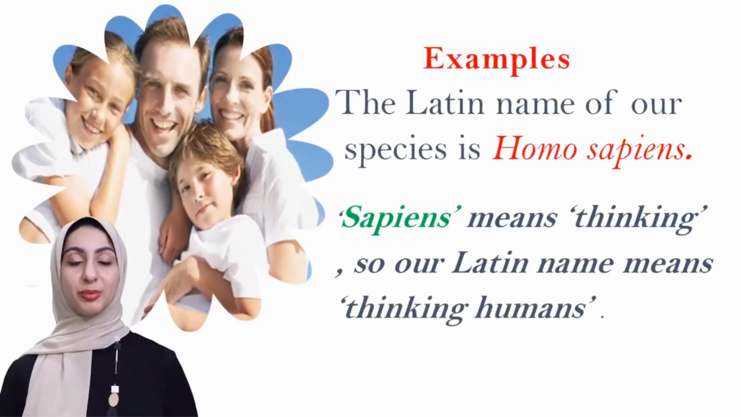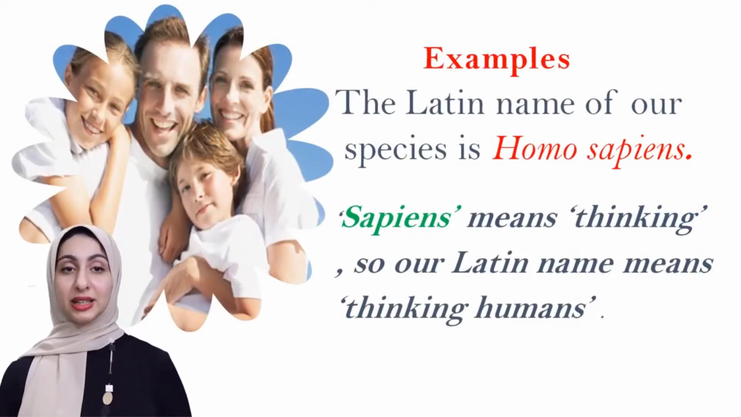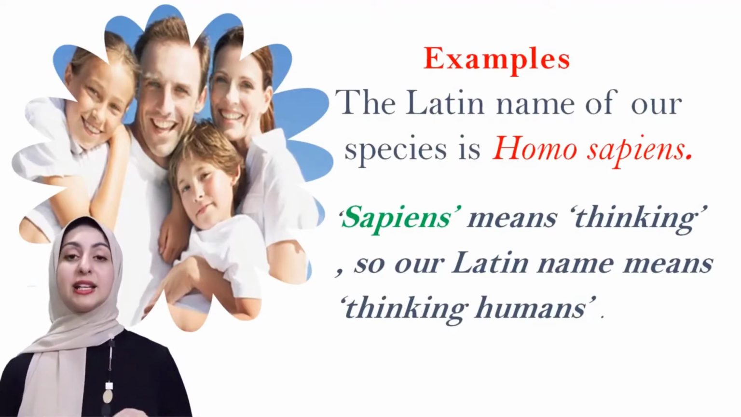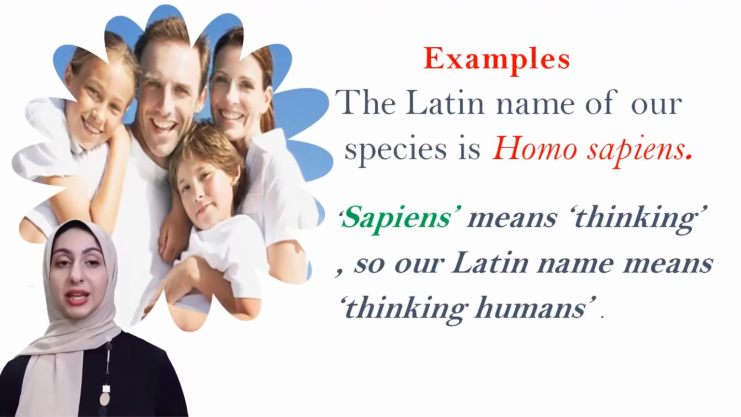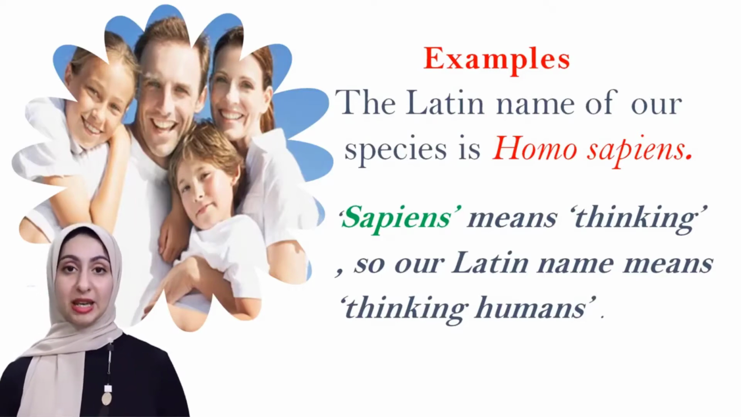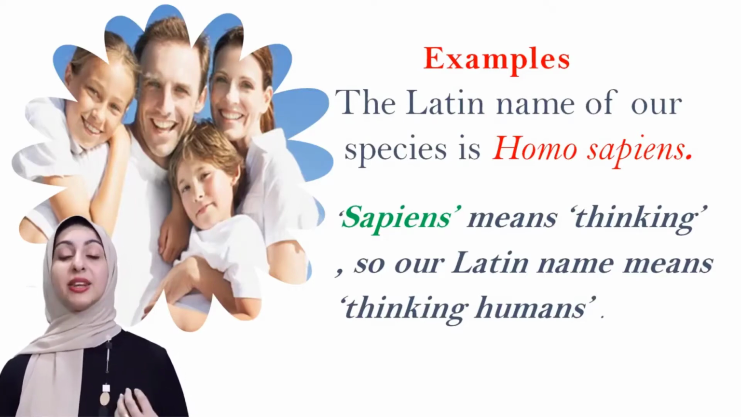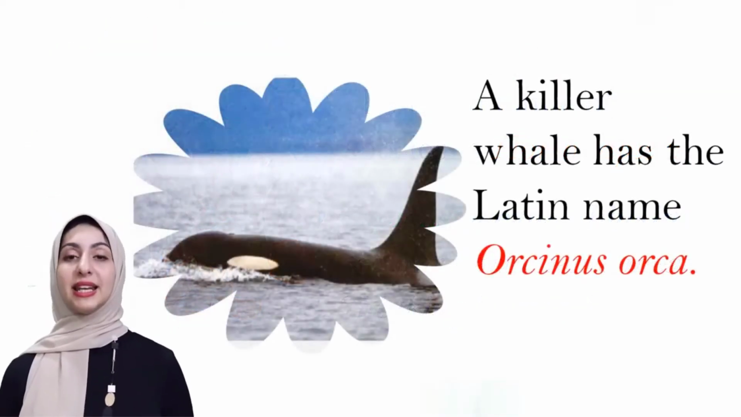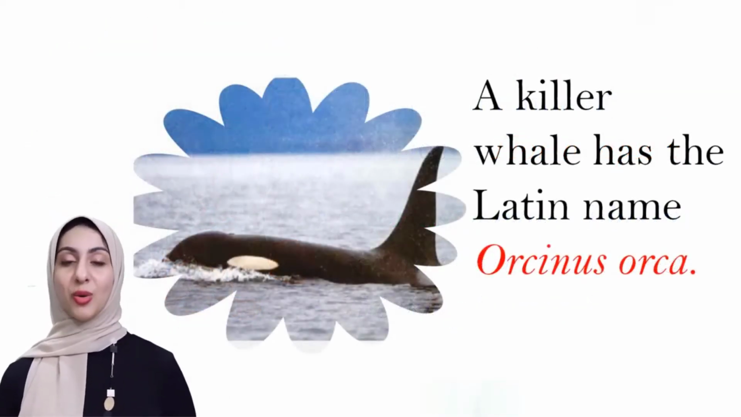Now we have some examples. The Latin name of our species is Homo sapiens, and sapiens here means thinking. So our Latin name means thinking human. A killer whale has the Latin name Orcinus orca.